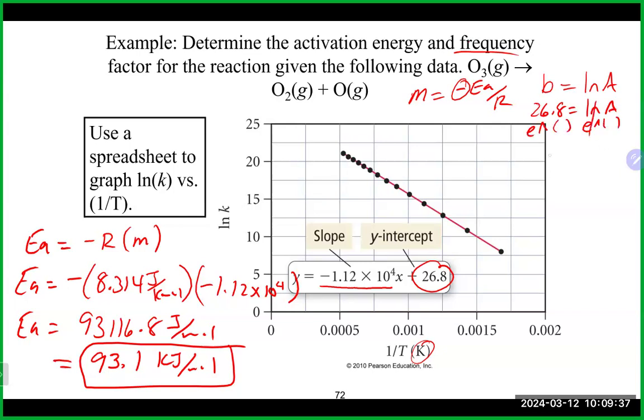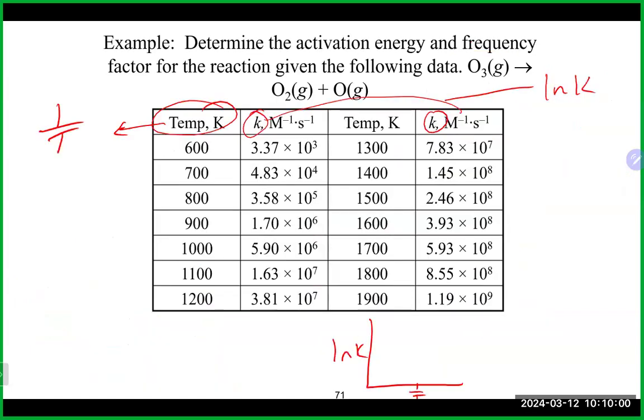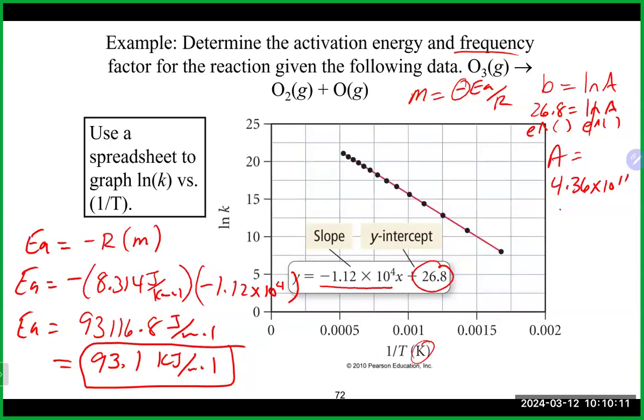That's going to get rid of that, and that will give us an A, in this particular case, of about 4.36 times 10 to 11. Now, typically speaking, the units associated with the frequency factor will be the same units that you find for your rate constant. So we will end up with those same units for this particular value.